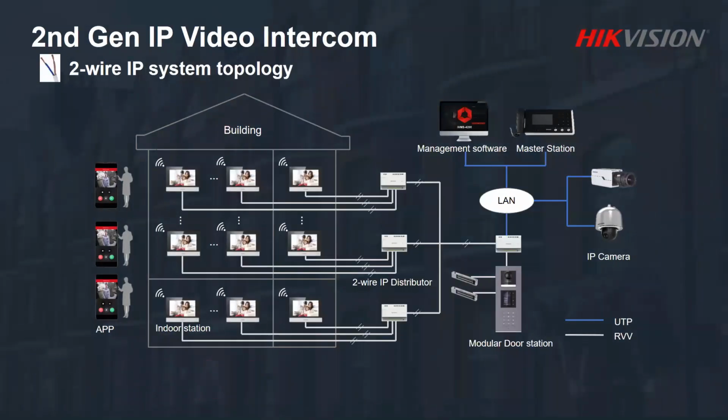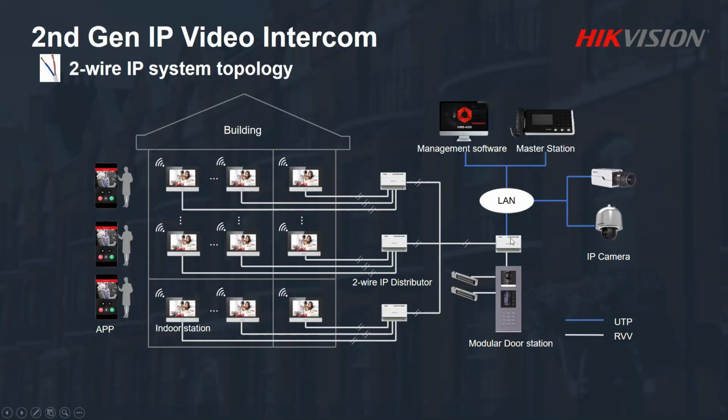Okay, so similarly, this is the two-wire IP system. Different from the IP system, we are not using standard PoE, but rather the two-wire IP distributor. This has the same function as the standard PoE for the connection and for the power to the indoor station and also to the door station. So the connection between them is just 2 wires. But from the distributor, it can also connect to the network. That is why this whole system has the IP functionalities.